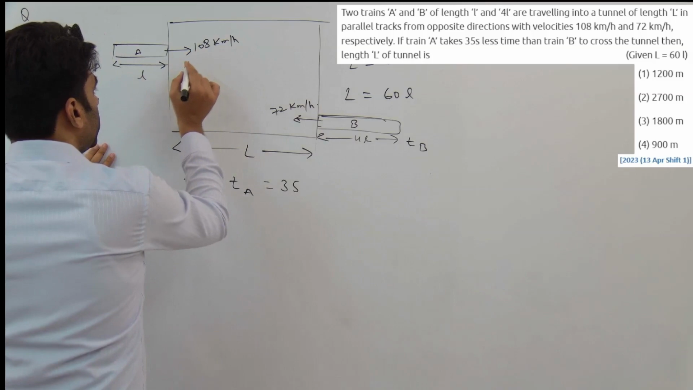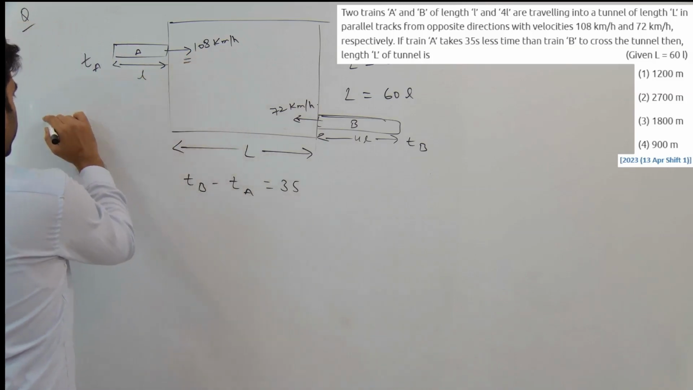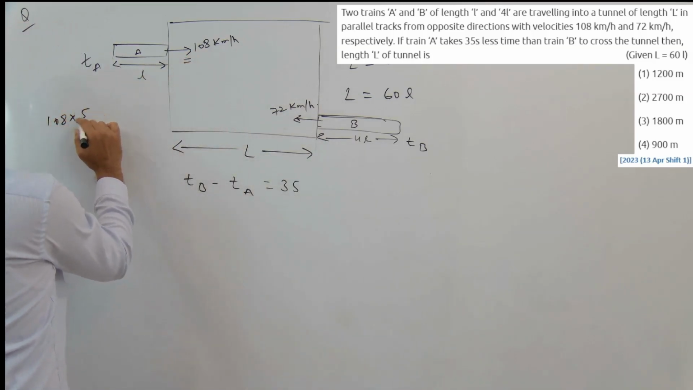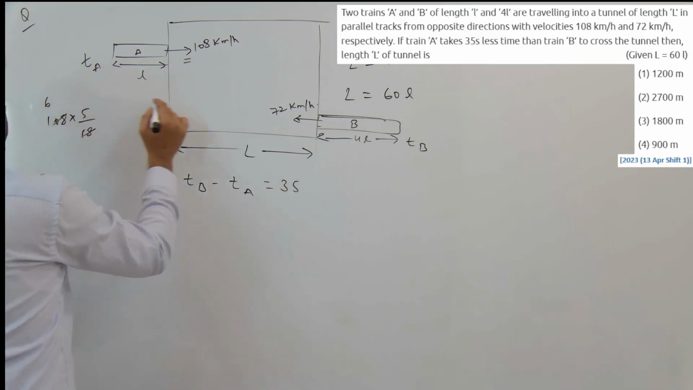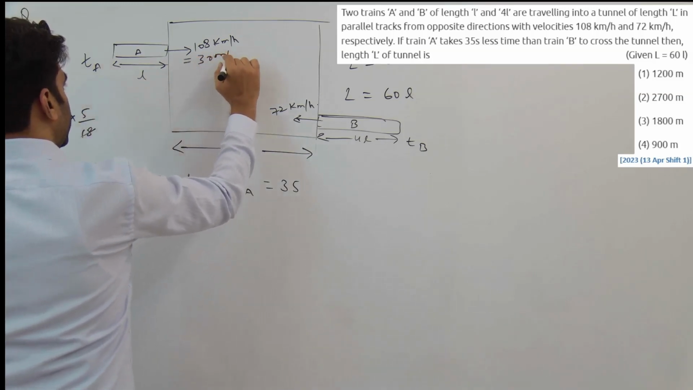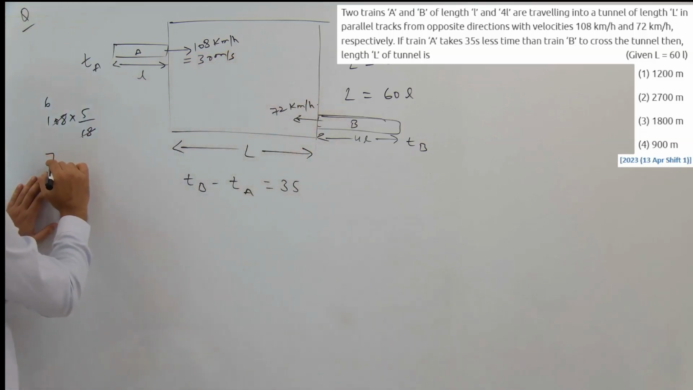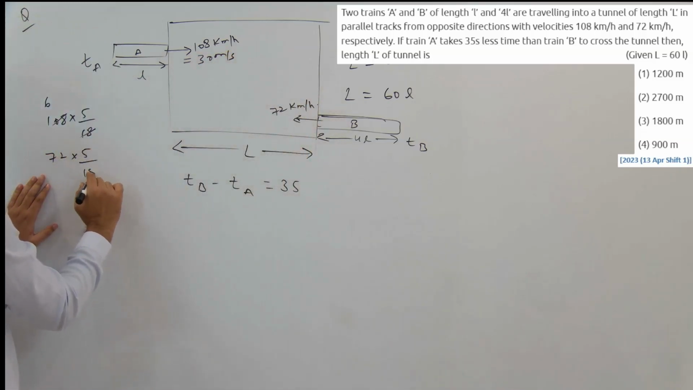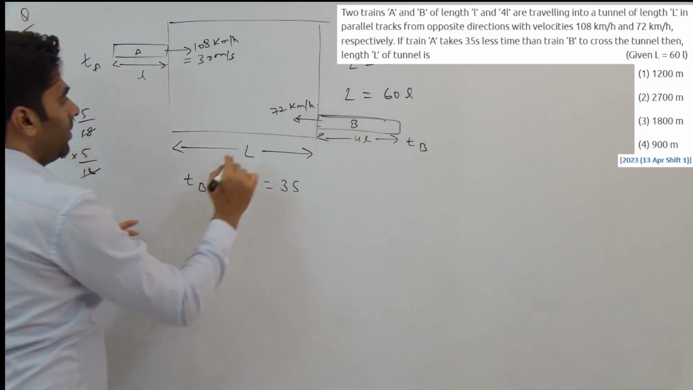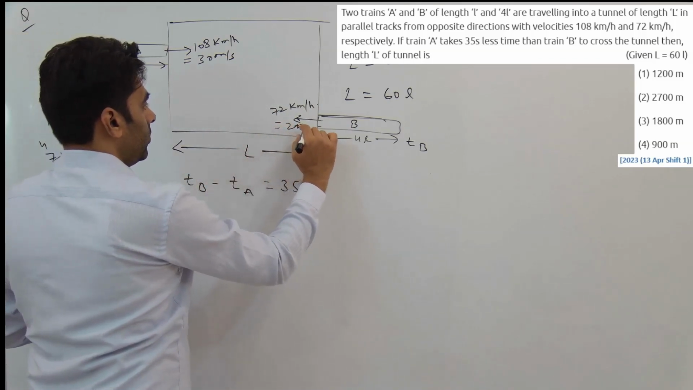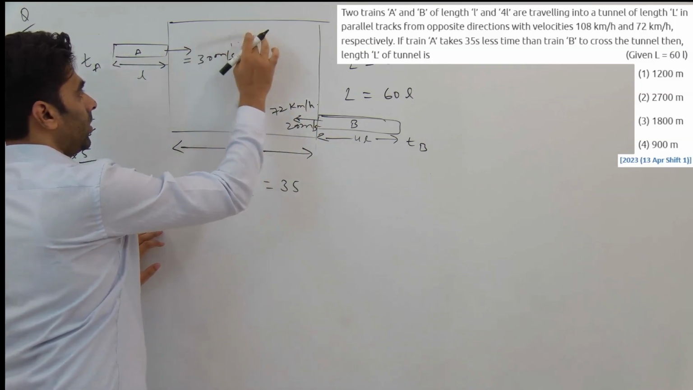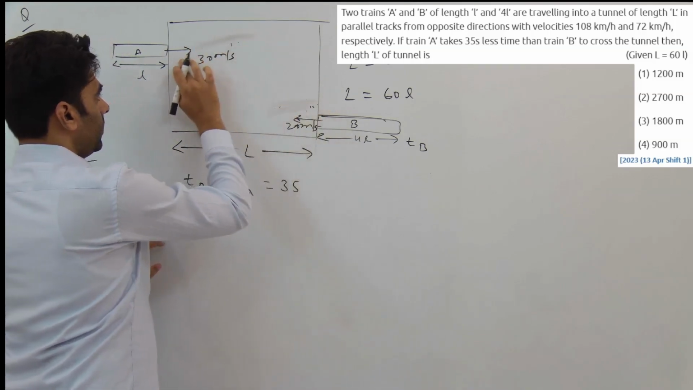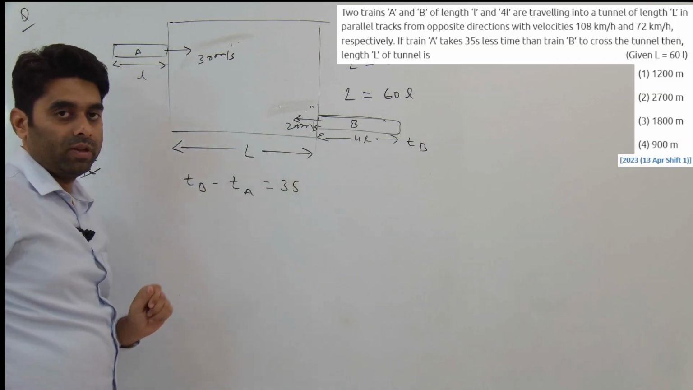Now first of all, this speed is 108, so 108 into 5 by 18. If we convert it into meter per second, it will come out to be 6, so that means 30 meter per second. And for train B it will be 72 into 5 by 18, that is 20 meter per second. Fine. So this is 20 meter per second and this is 30 meter per second. Next step: this is going at 30 and this is moving at 20 meter per second.